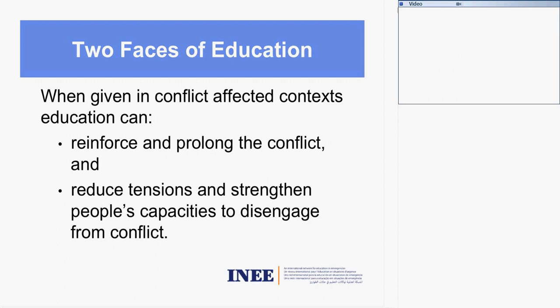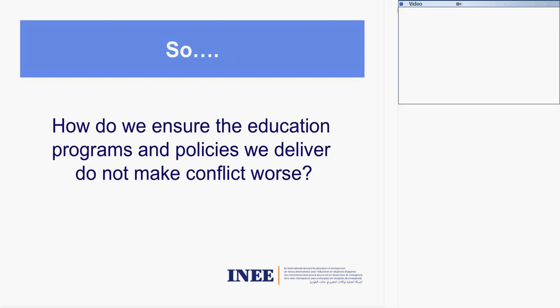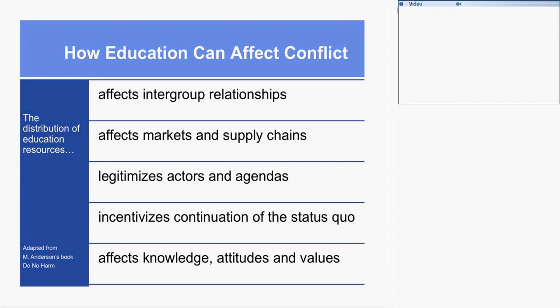So let's move on. Now that you've considered your own context, we were considering how education can contribute to conflict. Whether these dynamics, education affects intergroup relationships, how education at the program level or sector level can affect markets, supply chain, the purchase of education goods.